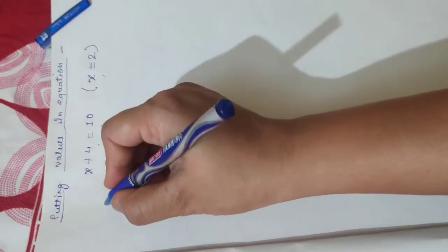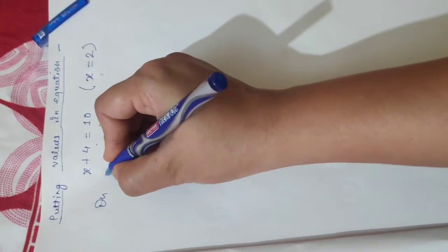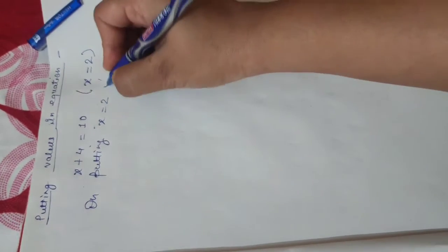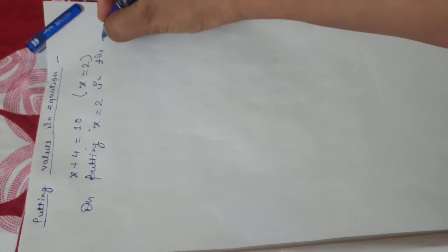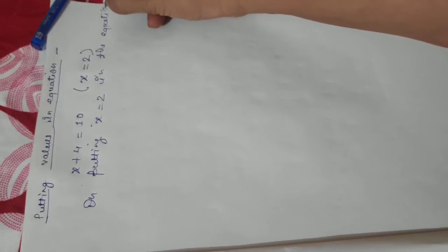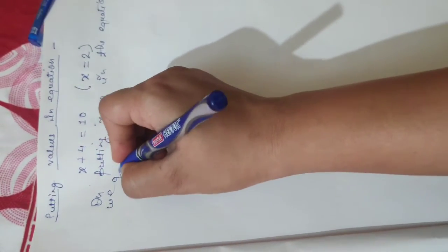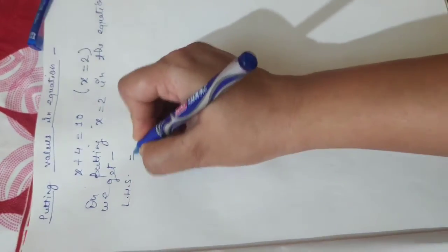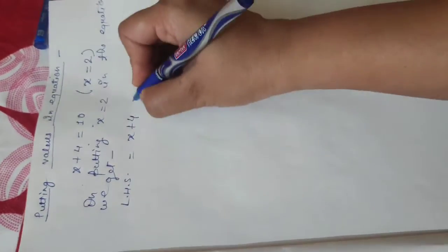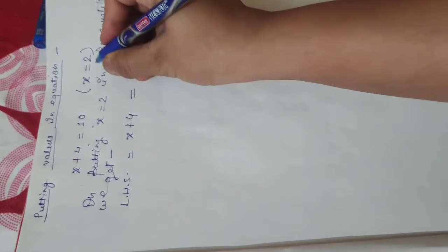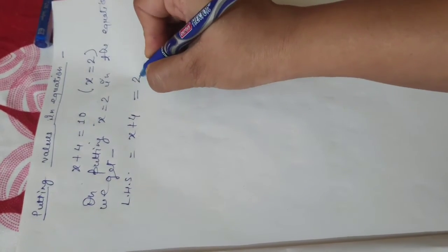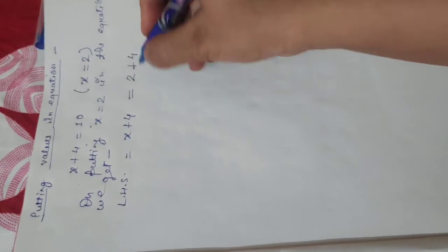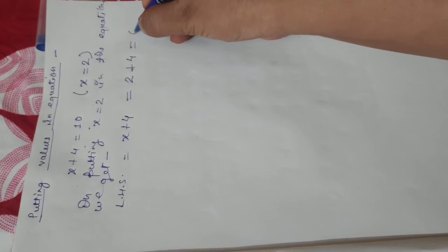So let's write: on putting x equals 2 in the equation, we get, in the left hand side, x plus 4. Now in the place of x we have to put 2. That means x is replaced by 2 and then we write everything else as it is. Now this will give us 6.